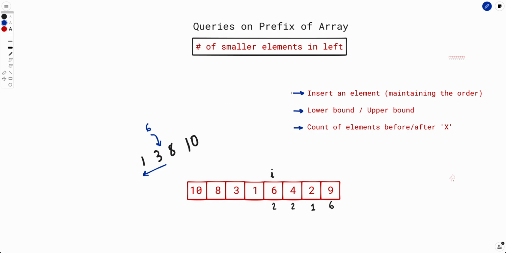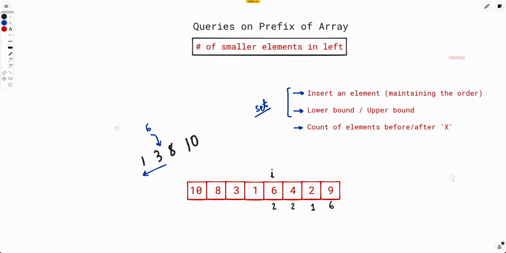So think about it. What is the data structure that you can use to solve these three things? The first two things you can easily do with the help of a set in C++, or basically with the help of a balanced binary search tree, in a trivial manner, right? The last one is something that you can't do with the help of a set.